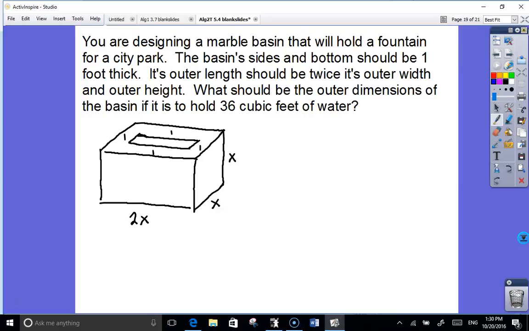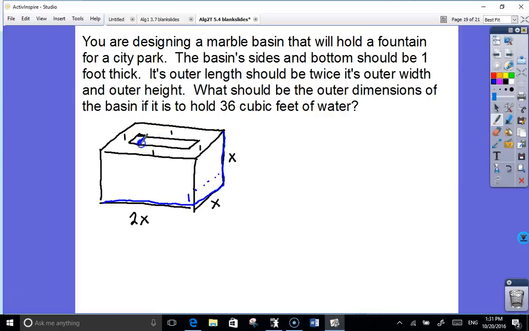Okay. So, this isn't the greatest picture, but I can't copy it from the book because we don't have access to it anymore. But again, they said the outer dimensions, the length should be 2 times the width and the height. So if the width and the height are both x, the length is 2x. Okay, the walls of this thing are going to be 1 foot thick. So it's 1 foot on each side around. And you can't see it, but it's also saying that there's a bottom on it too, and that's also 1 foot.